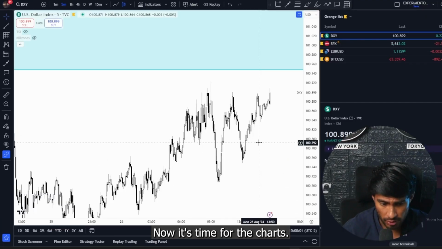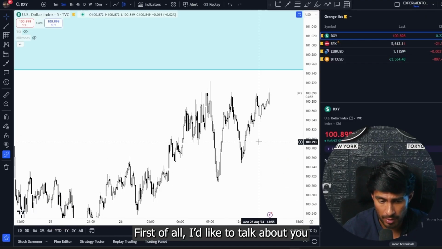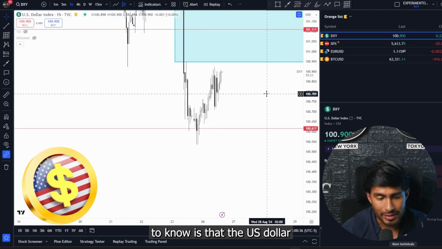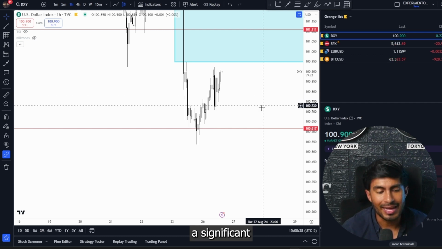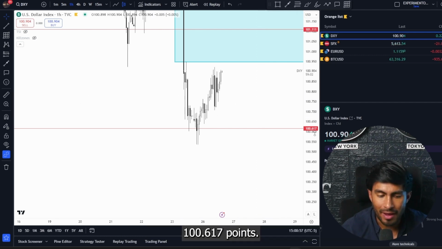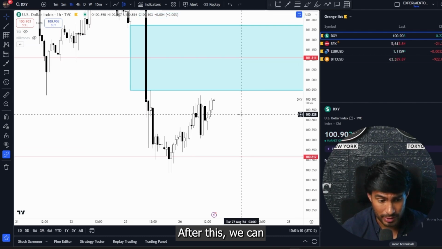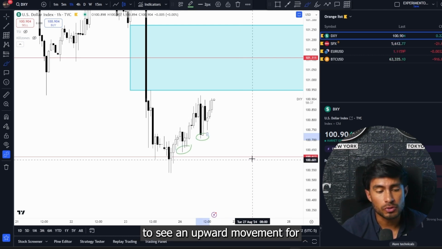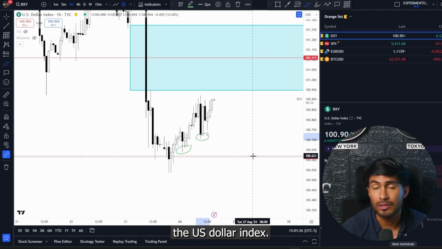Now it's time for the charts. First of all, I'd like to talk about the US dollar index. Most important thing to know is that the US dollar index has reached a significant objective that was located in the zone of 106.17 points. After this, we can see a clear recovery from that zone, and probably we're going to see an upward movement for the US dollar index.